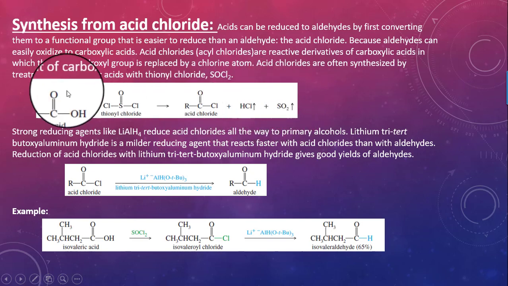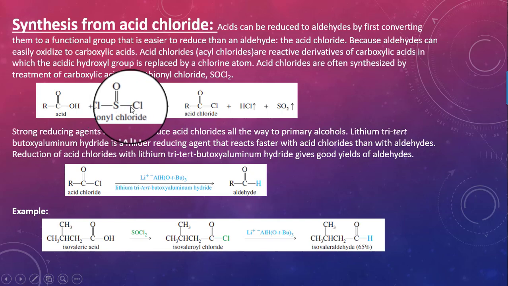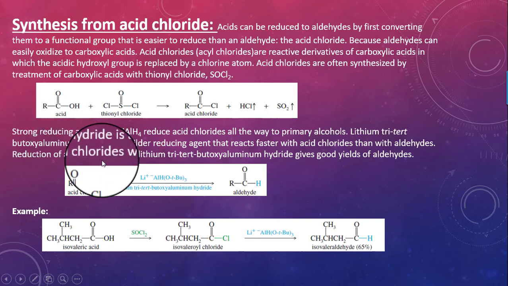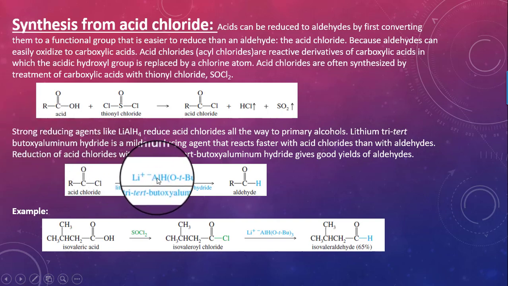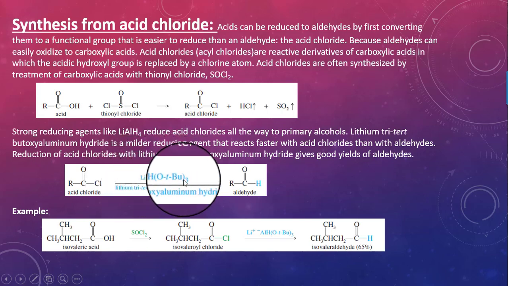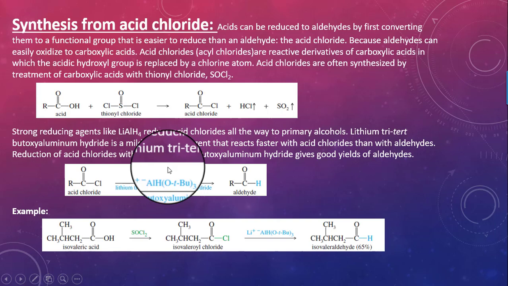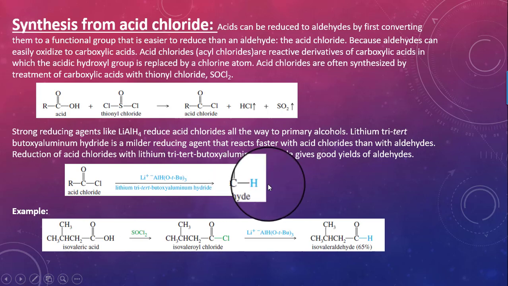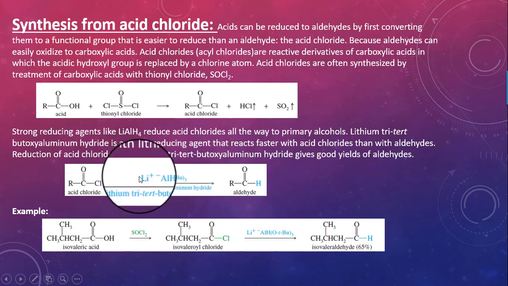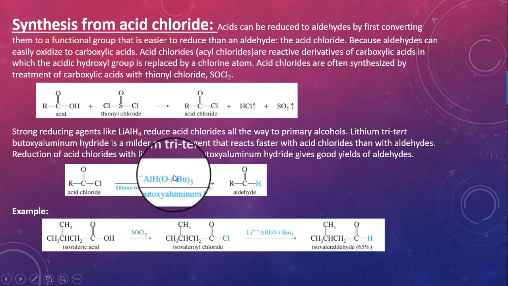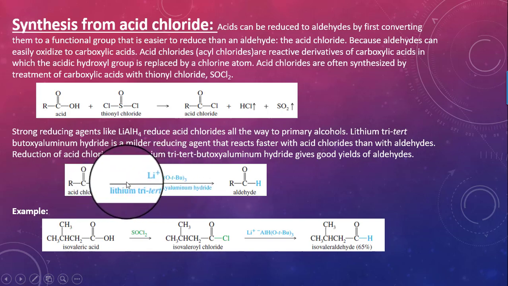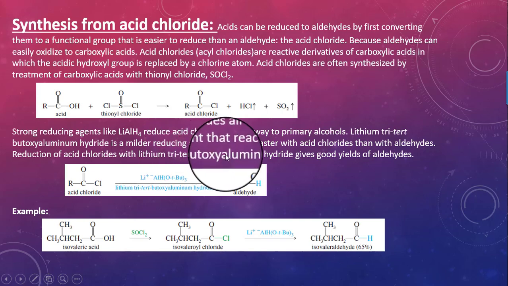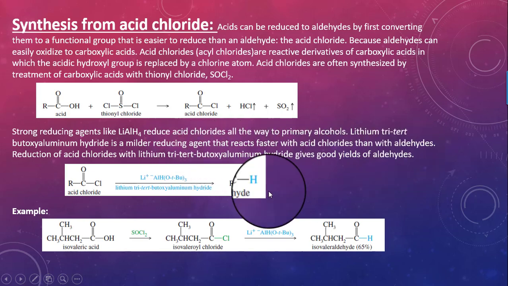So first we will convert them into a suitable compound that can be easily reduced to aldehyde rather than being reduced into alcohol. So first the carboxylic acid on reaction with thionyl chloride will be converted into acid chloride, and now this acid chloride will be reduced in the presence of a mild reducing agent, that is lithium tri-tertiary butoxy aluminium hydride, and will get converted into aldehyde. Here the normal reducing agent, lithium aluminium hydride, is not used because it will reduce the acid chloride into alcohol. Reduction of acid chloride with lithium tri-tertiary butoxy aluminium hydride gives a good yield of aldehyde.